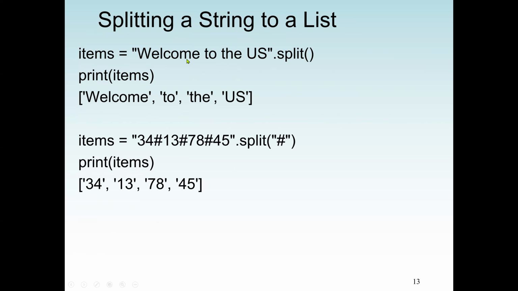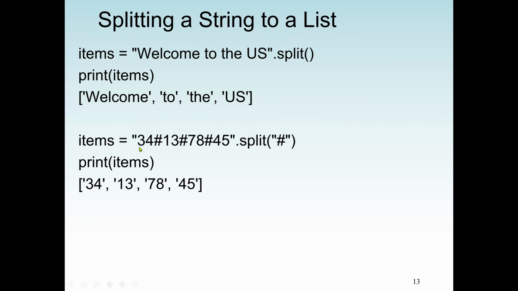Now, if we want to split it, then we use the method called split. So here, if we say "welcome to the US" dot split, it means we are going to split the string into individual strings. So welcome will be one string, to will be another, the will be another, then US will be another. So we can see all the four words are separated. Now here we are splitting with empty space. So anytime we see empty space, we split.